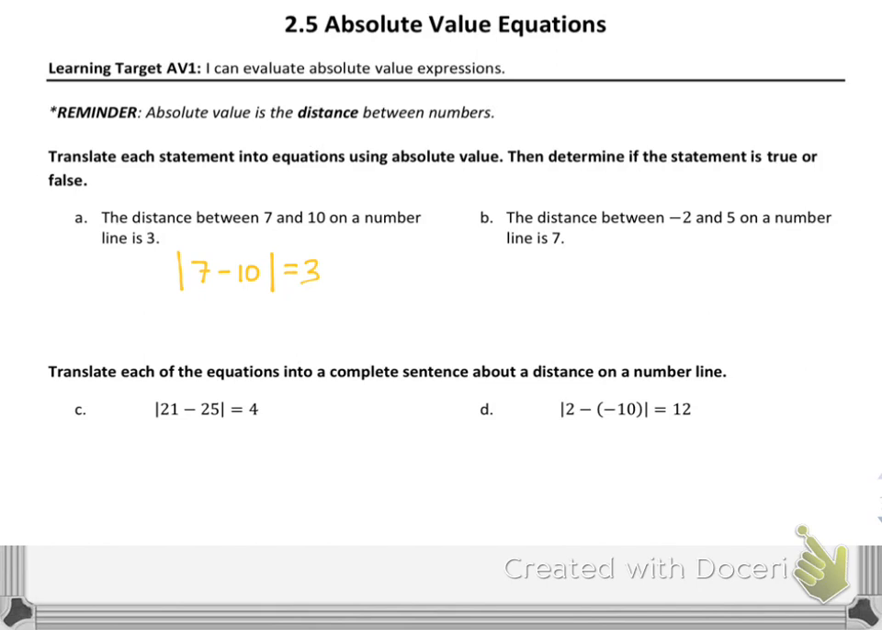So if I were to create a number line, it says the distance between the number 7 and the number 10 is 3. And that is true. There are 3 spaces in between. Letter B, I would like for you to just do on your own. Just translate it into a mathematical expression using that absolute value symbol. The distance between -2 and 5 on a number line is 7.